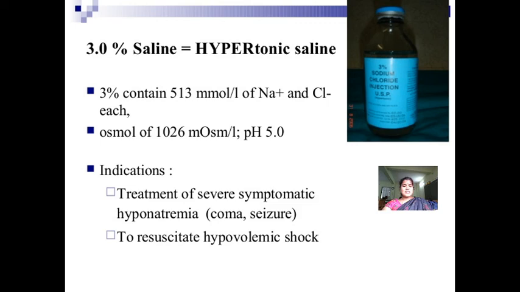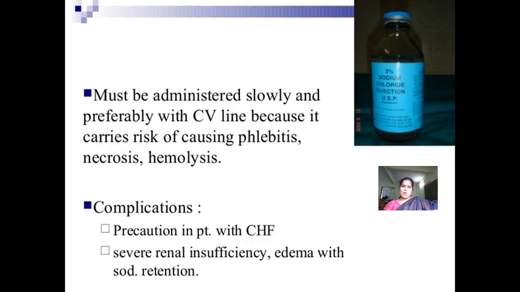Indications: treating symptomatic hypernatremia, hyponatremia with coma and seizures, when the patient presents like that, 3% saline will be used, and also to resuscitate hypovolemic shock. It must be administered slowly and preferably through a central line, because it carries a risk of causing phlebitis, necrosis or hemolysis, so it definitely has to go through the central line. Precautions: in congestive heart failure, renal insufficiency, edema and sodium retention, we have to be careful.